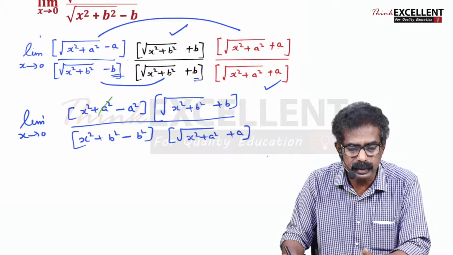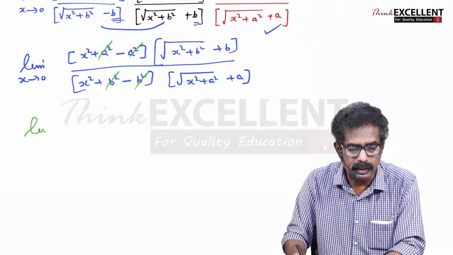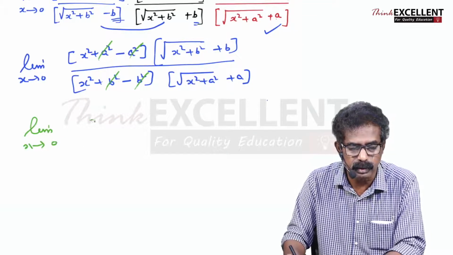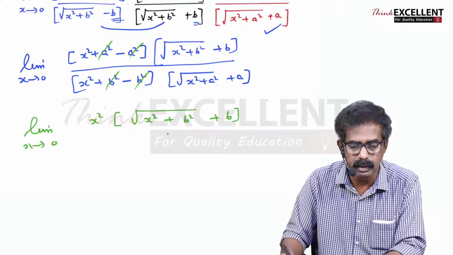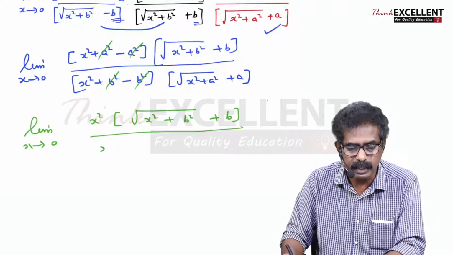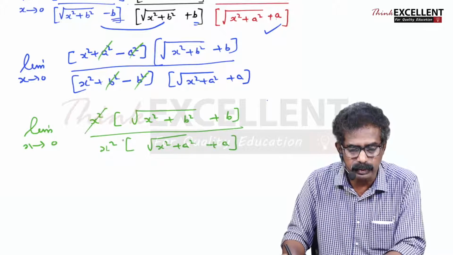Now here you can cancel a square minus a square, b square minus b square. You are getting limit x tends to 0, x square into root of x square plus b square plus b, divided by denominator again x square into root of x square plus a square plus a. You can cancel x square also.